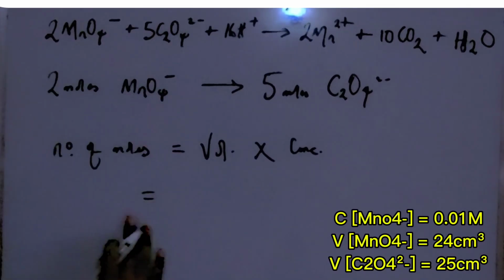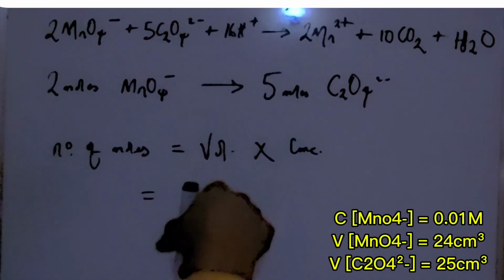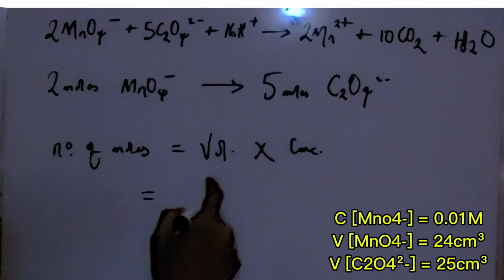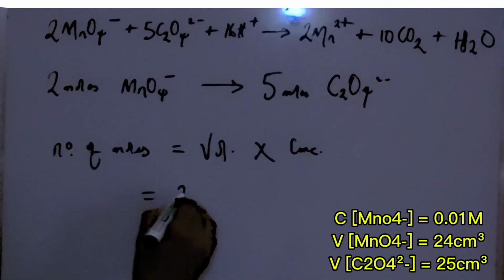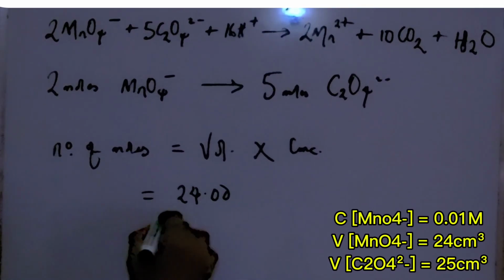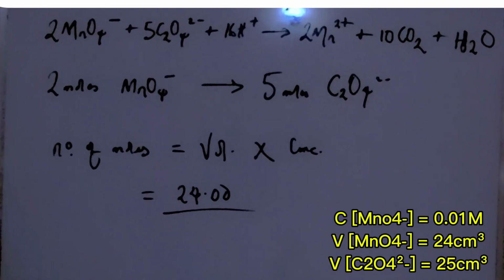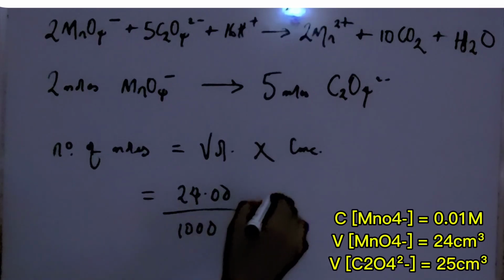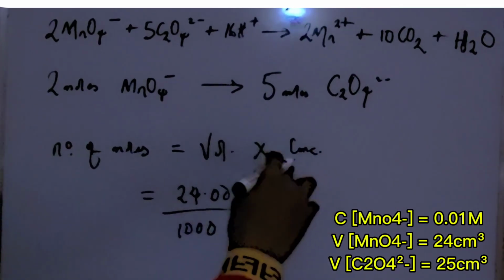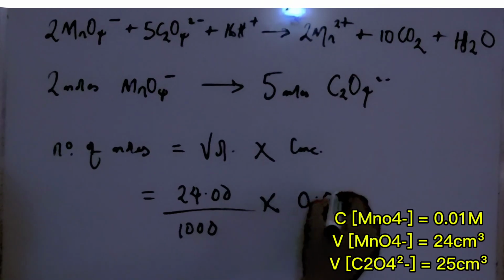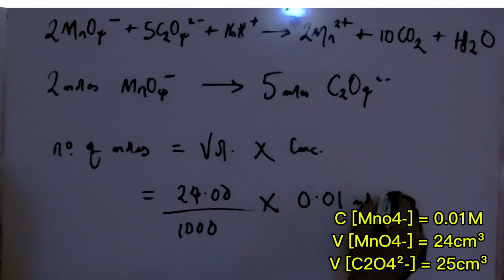The volume. What volume did you get from the reaction? The average titer value that we talked about. Remember, I gave 24, right? So it's going to be 24. Remember, we are dealing in concentration. This is per dm cube. So since it's per dm cube, I'm dividing this volume by 1000, then multiplying it by the concentration, which I said, let's assume we were given 0.01 mole per dm cube.